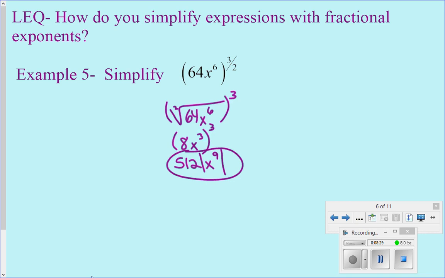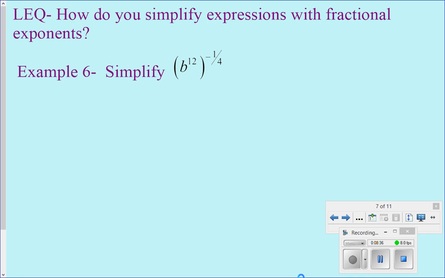So that's my answer. Now I just have to check if I need restrictions here. Nope, don't see any negative exponents for x. Don't see x in the denominator. That's my final answer. Next one.